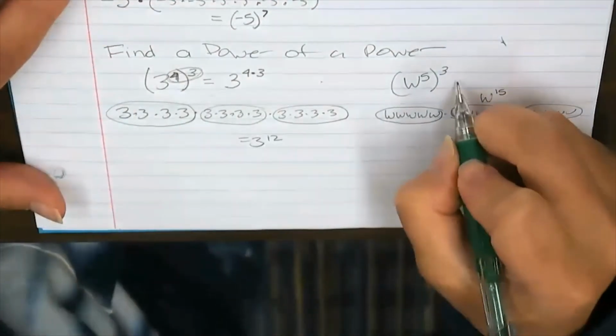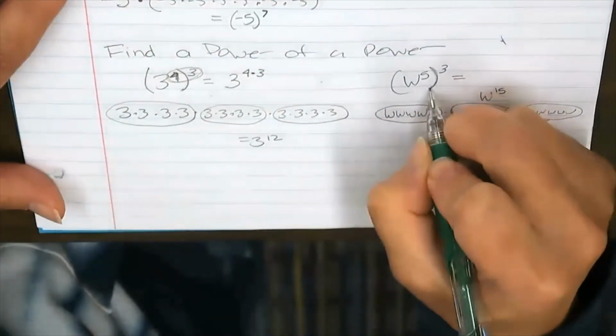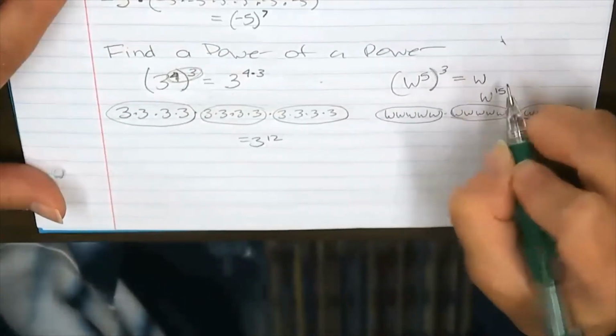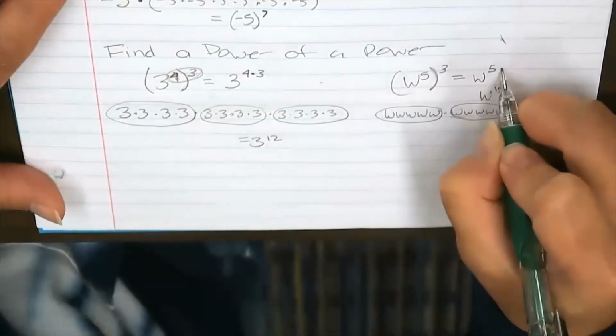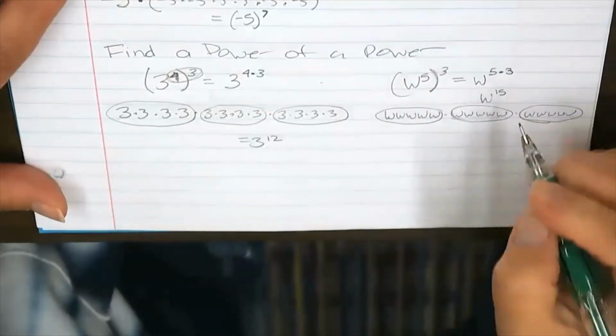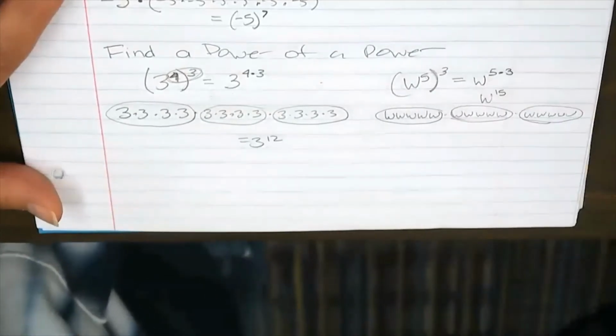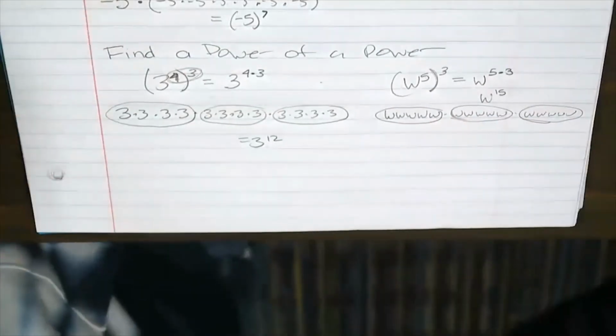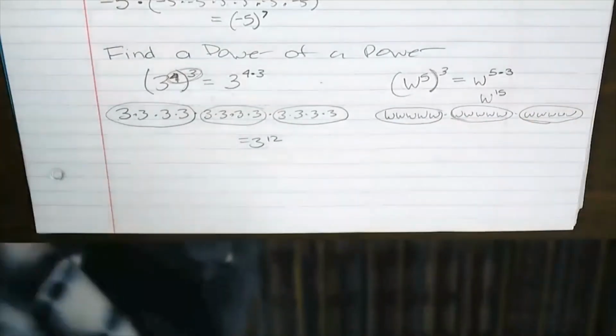How did we get that? Well, this is just like when we're working with parentheses. It is w to the 5 times 3rd power. And 5 times 3 is 15. This is what's going on. Okay, that's how we get 15.